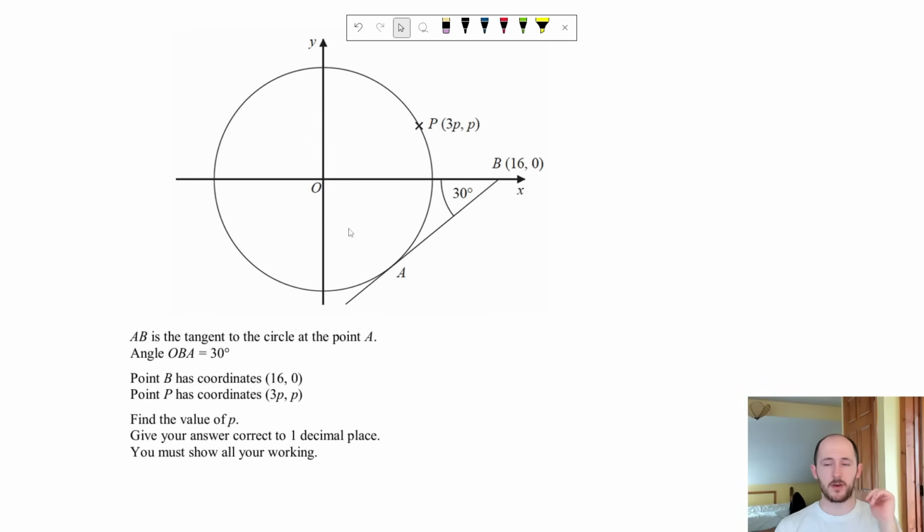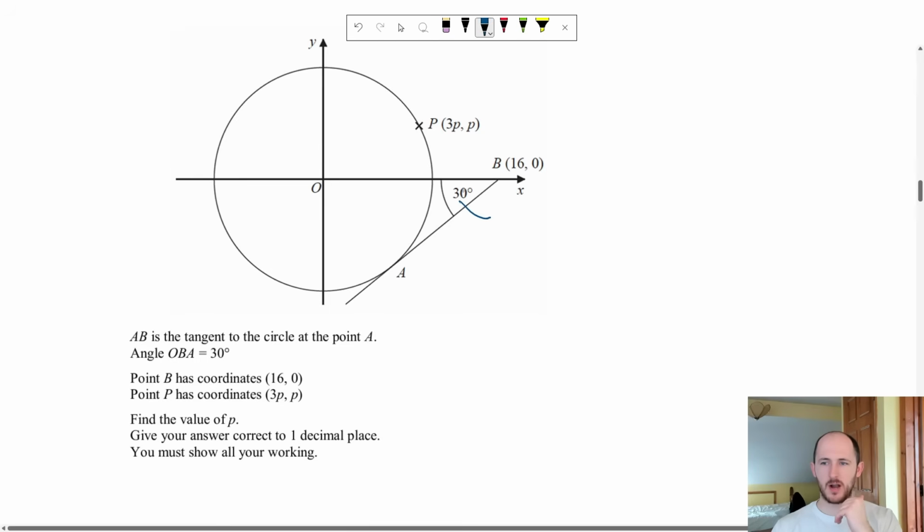And I'm not going to lie, when I first saw this question, I had no idea what to do. So I had to think, okay, I can't add any information to the diagram because they've done it for me. So now I need to think outside the box. Why did they give me this information? Now they've given me an angle, and whenever I see an angle, I do like to think of trig. That logically makes sense.